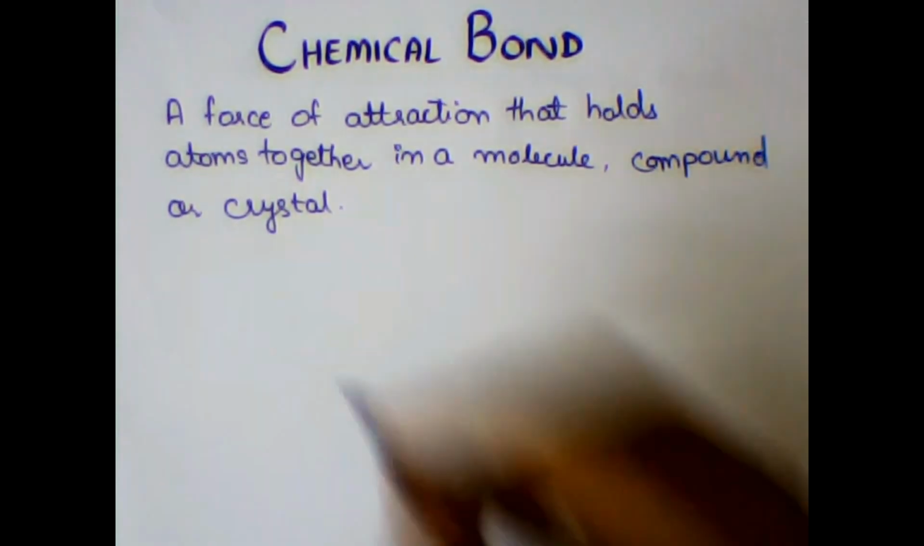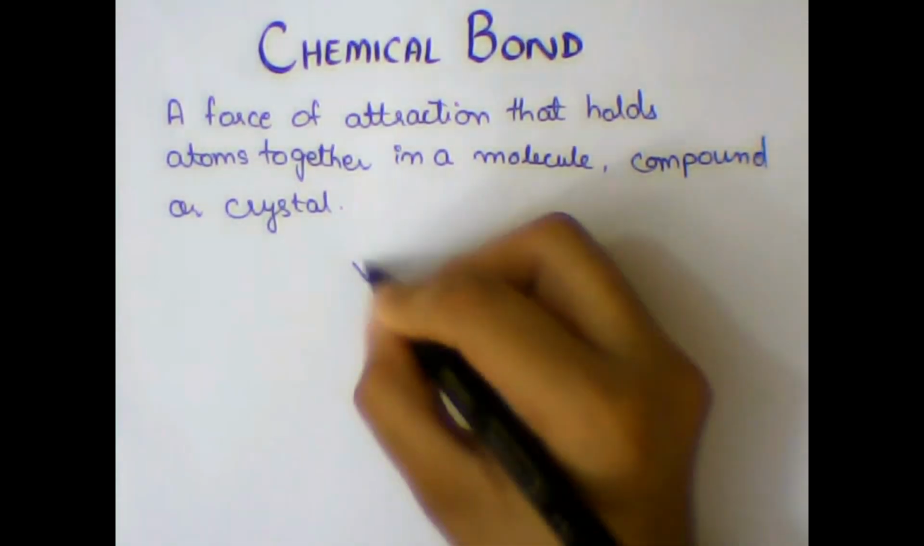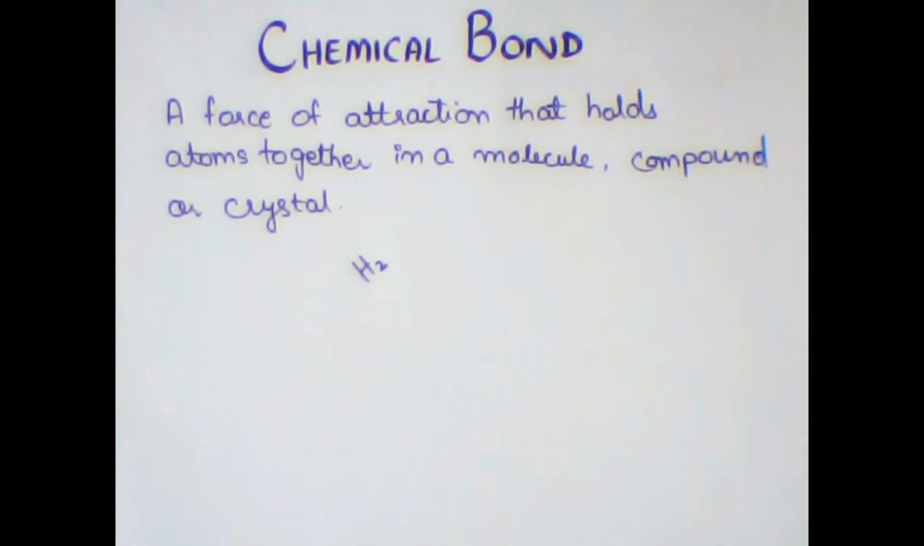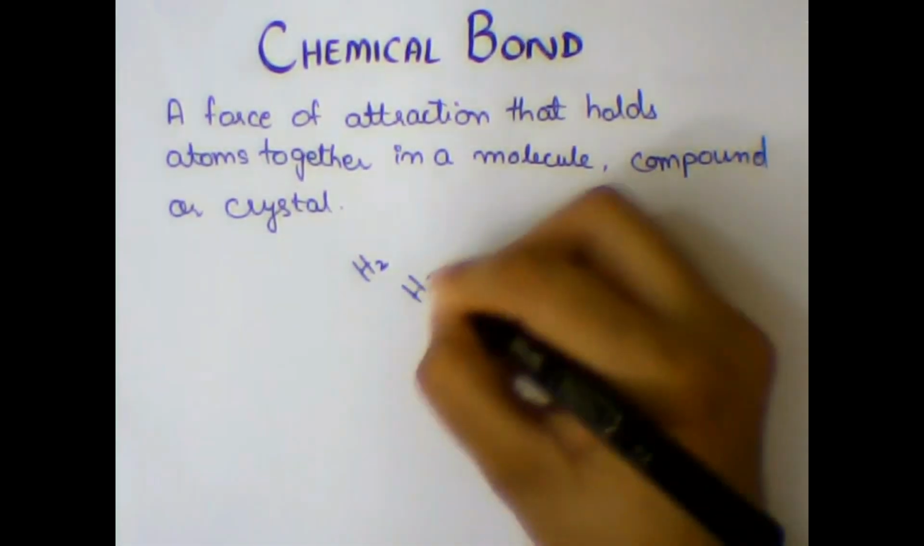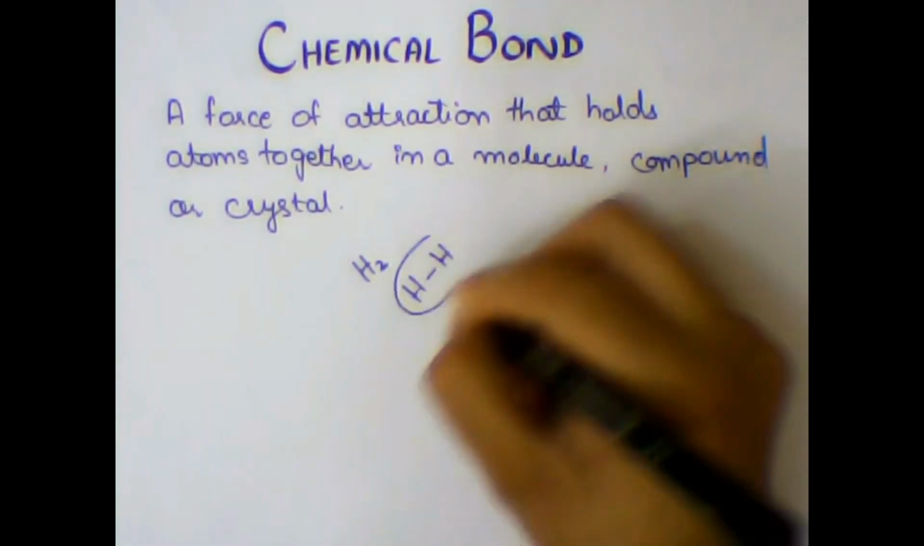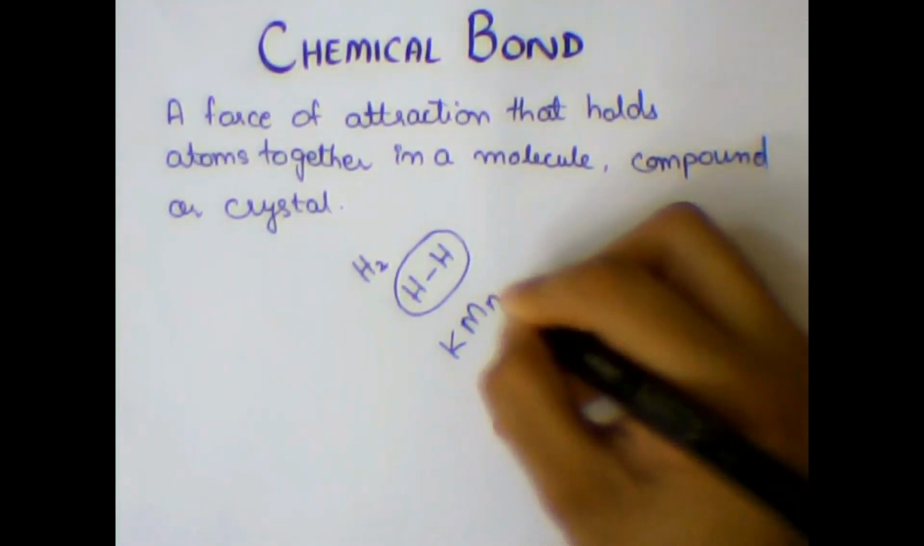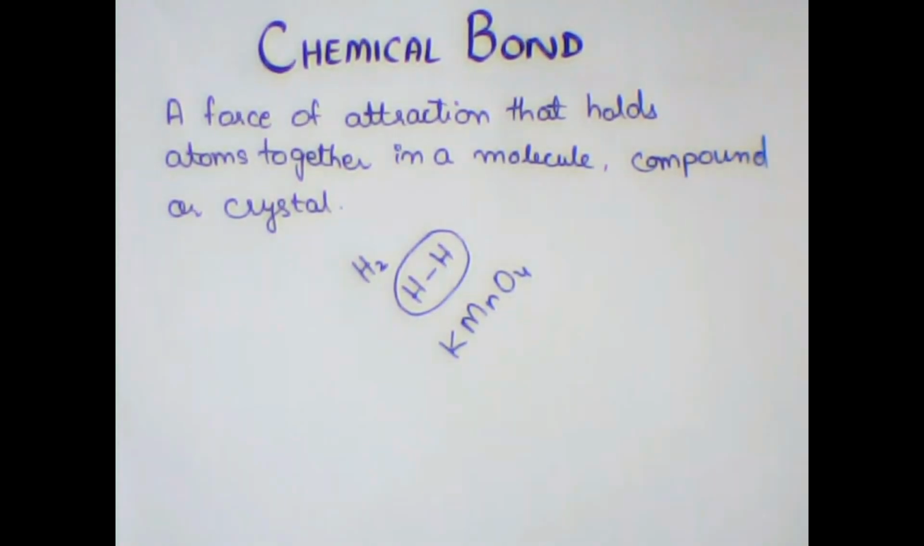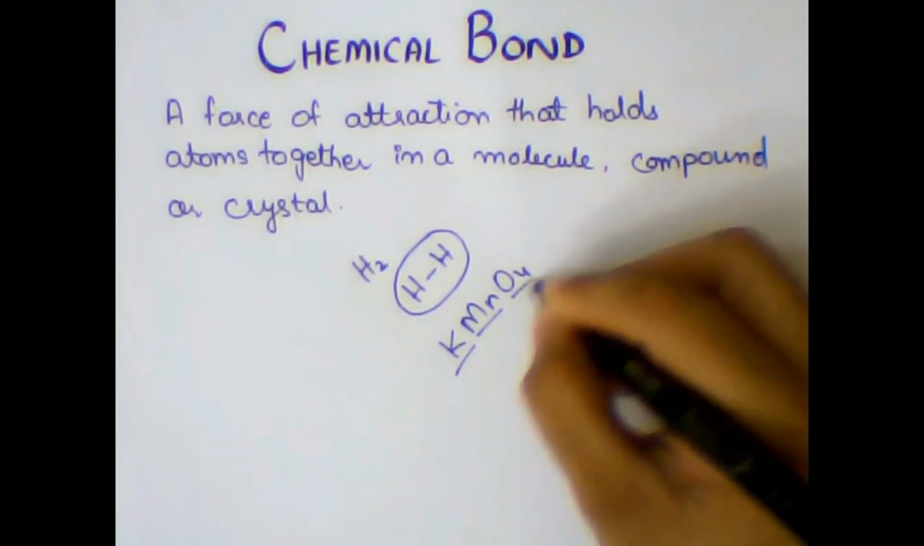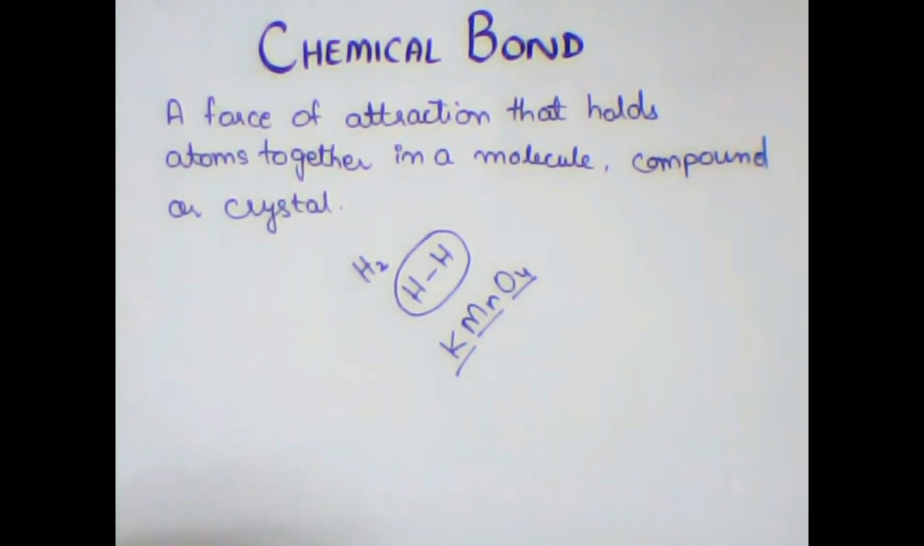crystal. For example, we have hydrogen molecule. Both hydrogen atoms are held together by a force of attraction that is called chemical bond. Another example is KMnO4. Chemical bond holds potassium, manganese and oxygen in a molecule.